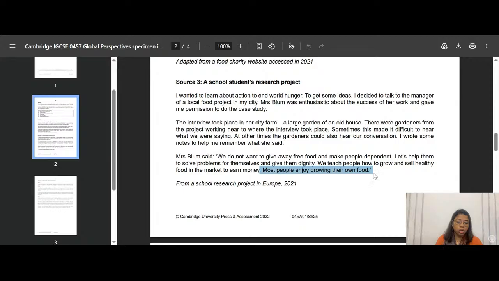Now, this is the claim that we are talking about, wherein we need to show the evidence proving the strength of this claim. Okay, and this is from a school research project in Europe in 2021.